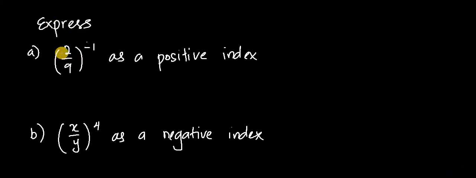Now let's look at this. Express 2 over 9, with the whole fraction in the bracket, power negative 1, as a positive index. The question is asking how we can convert this negative power into a positive. It's very easy. All you have to do is flip the fraction. Any fraction with a negative power, once you flip it, becomes positive, and vice versa. So for this one, you want to write it as a positive index, you just flip it. It becomes 9 over 2 power 1.